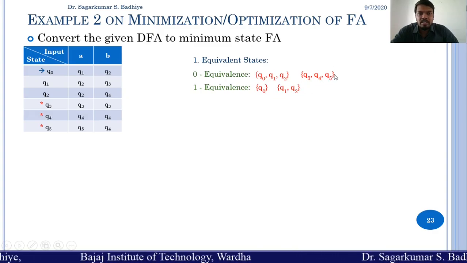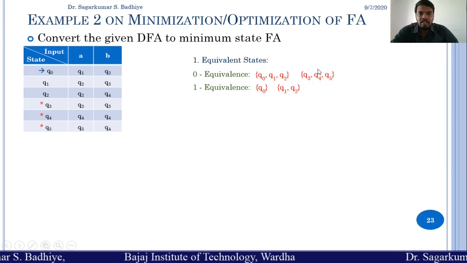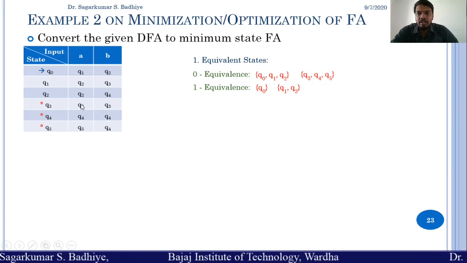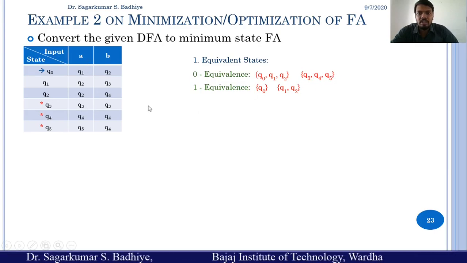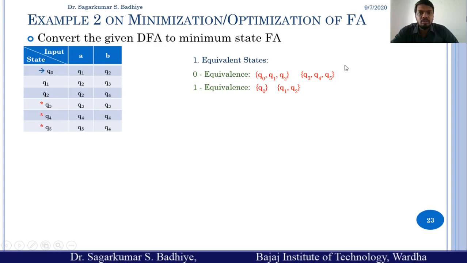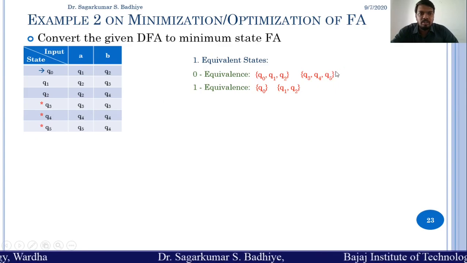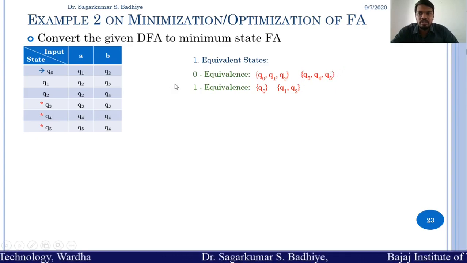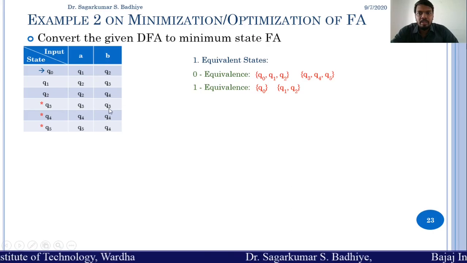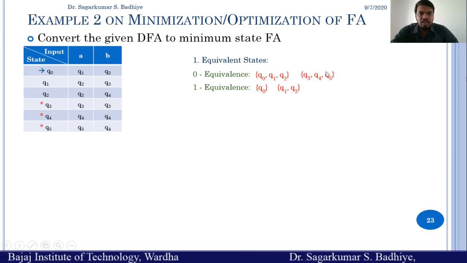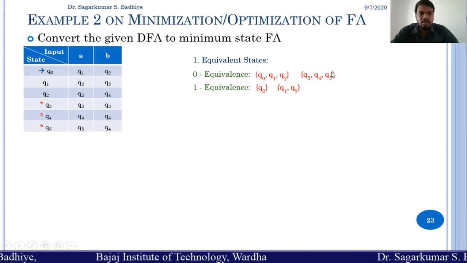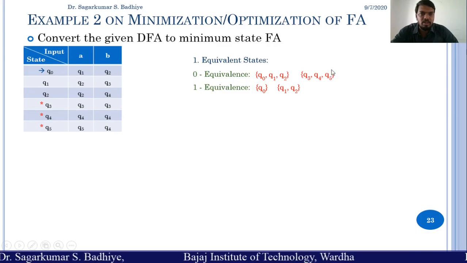So we'll consider the same for the other set. Q3 on A goes to Q3 which belongs to this set. Q4 on A goes to Q4 which again belongs to this set. Q5 on A goes to Q5 which also belongs to this set of states. Q3 on B goes to Q3 which belongs to this set of states. Q4 on B goes to Q4 which also belongs to this set of states, and Q5 on B also goes to Q4 which belongs to this set of states.